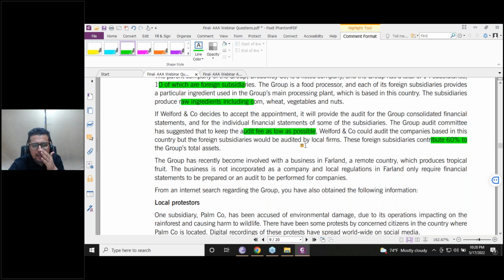The group has recently been involved with a business in Farland, a remote country which produces tropical fruit. The business is not incorporated as a company, and local regulations in Farland only require financial statements to be prepared or an audit to be performed for companies. So the group has been involved with a business in Farland, which is not incorporated as a company. Okay, that's strange.